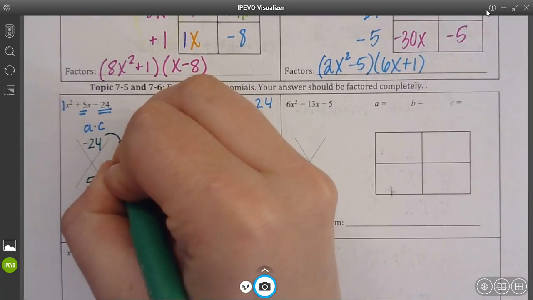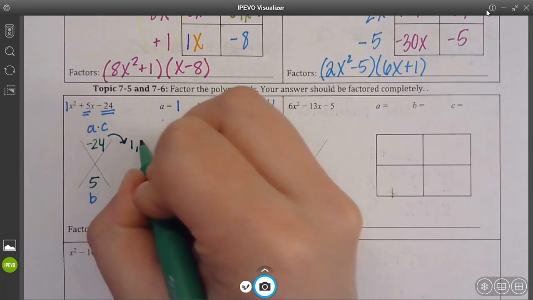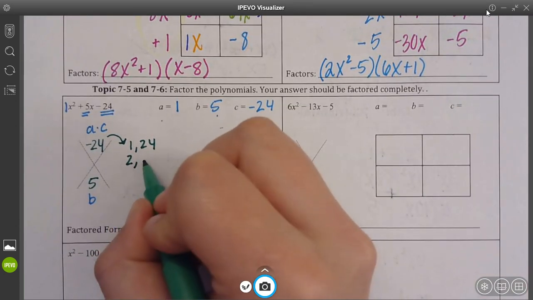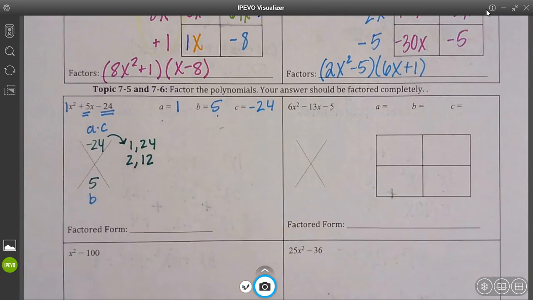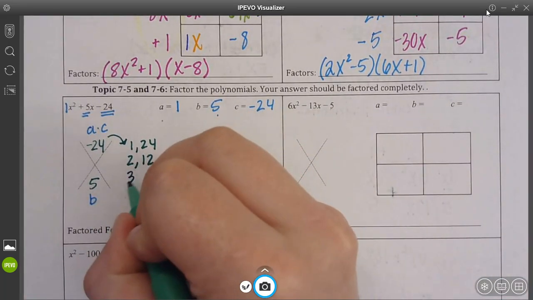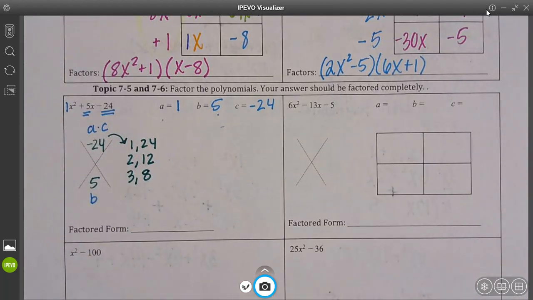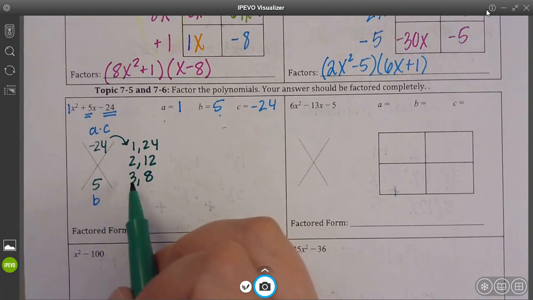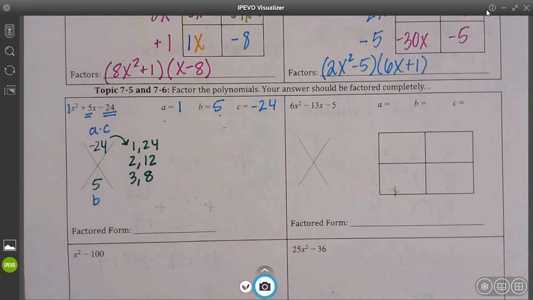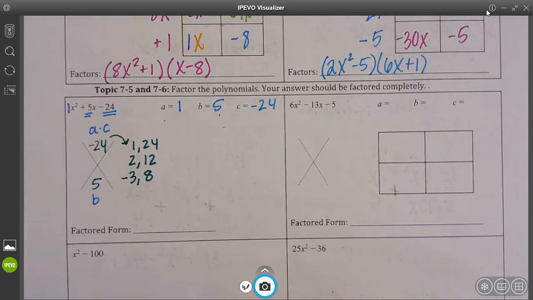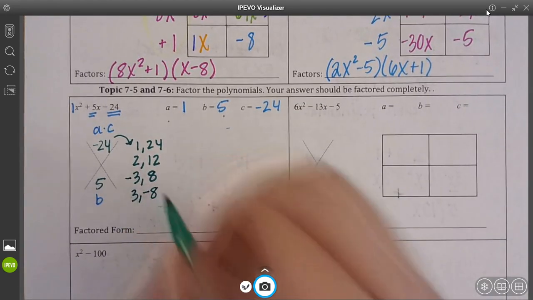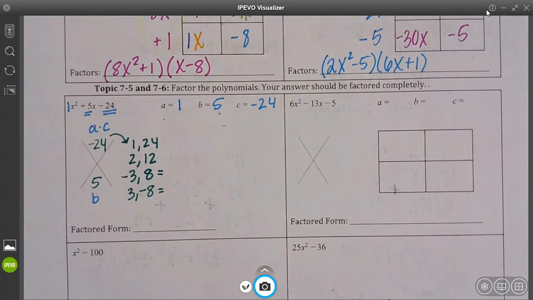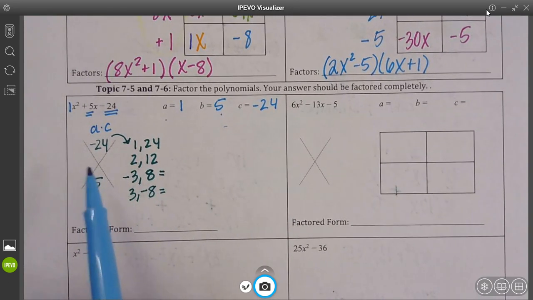So I'm going to make a list of my factors of 24. I know that I could be 1 and 24, but when I add them together, it doesn't give me 5. So I could also check 2 and 12, but when I add them together, it doesn't give me 5. I can check 3 and 8. But here's the thing. When I add 3 and 8 together, it gives me 11, which doesn't match up with my 5. But I need my factors to result in a negative 24. So what I need to do is either make the 3 negative, or I can make the 8 negative. And they're both going to result in a similar answer when I add them together, but only one of them satisfies my puzzle over here.